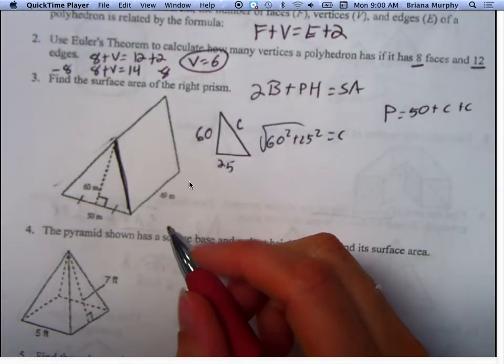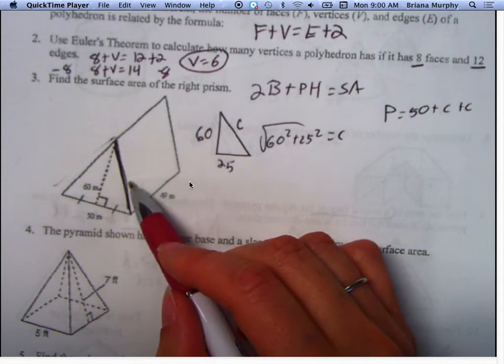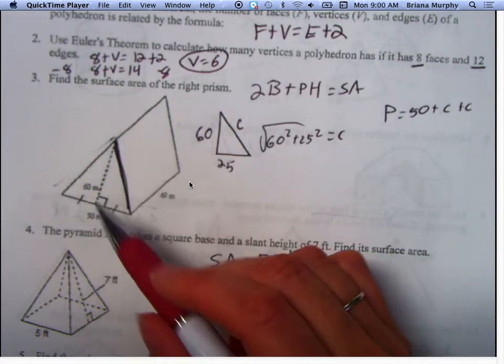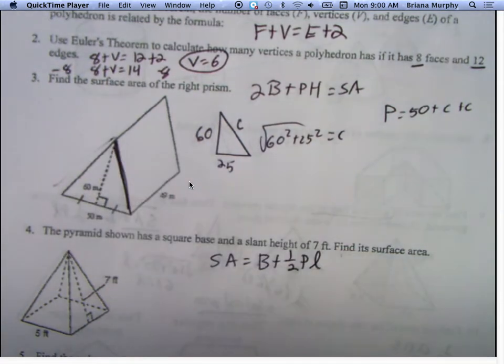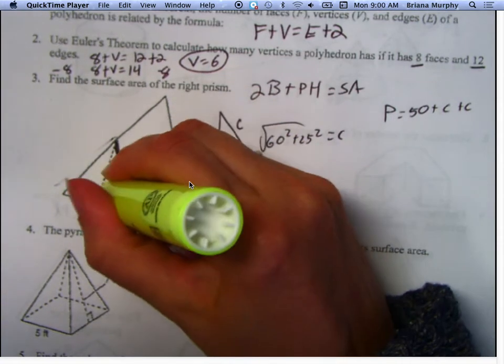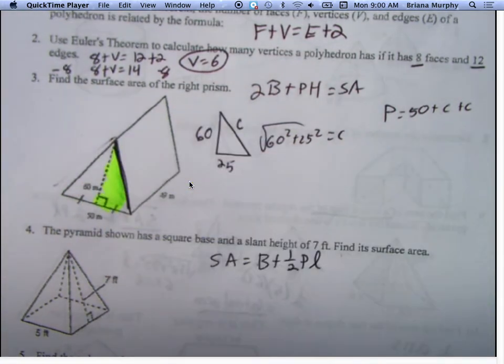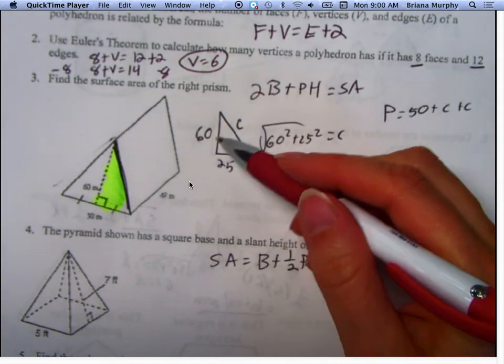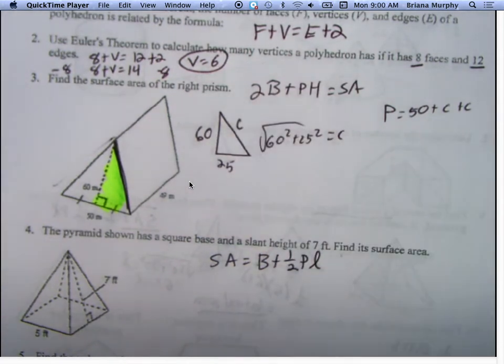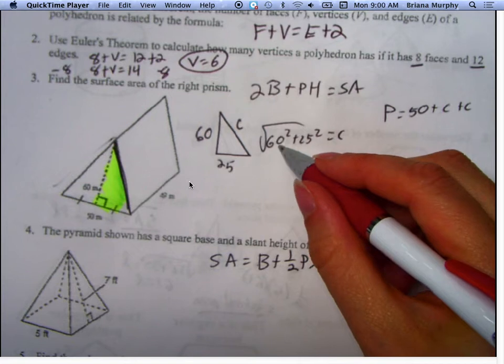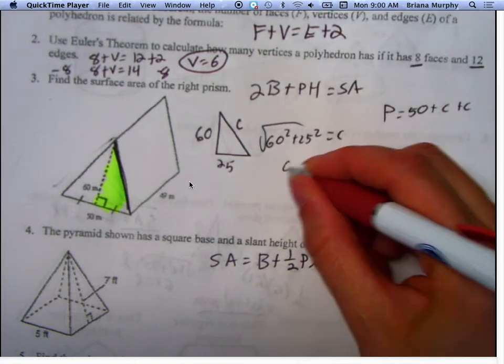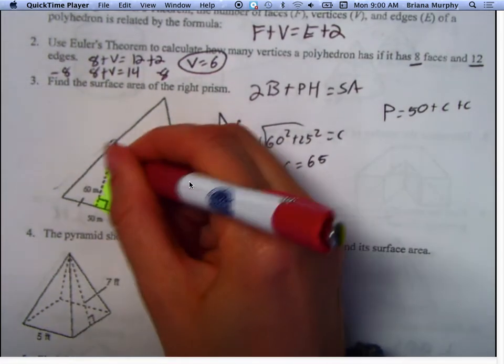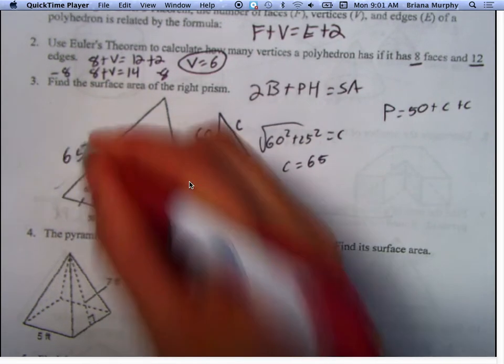I talked about on Friday that we don't know this length on the outsides. So we have to use the Pythagorean theorem, where we would divide this triangle in half because then it makes a right triangle. See this side in yellow? We're just going to use that. So this bottom is 25, the height is 60, and I'm trying to find the slant height C. So the square root of 60 squared plus 25 squared equals C, which equals 65. That means both of these equal 65.